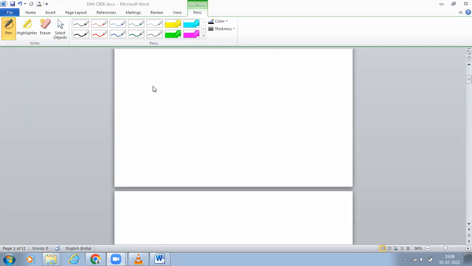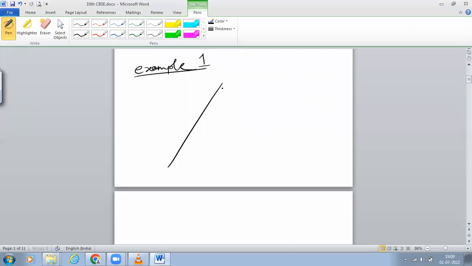Okay, listen. Here they have given: if a line intersects the sides AB and AC of a triangle ABC at D and E respectively and is parallel to BC, then prove that... they are asking us to prove. So this is example one of chapter 6. First, what we have to do is draw a triangle.